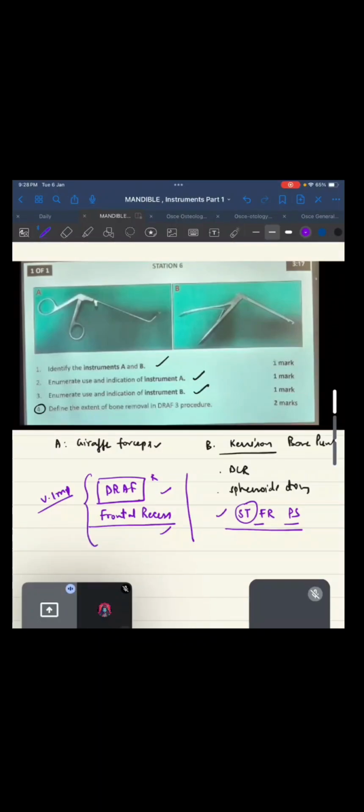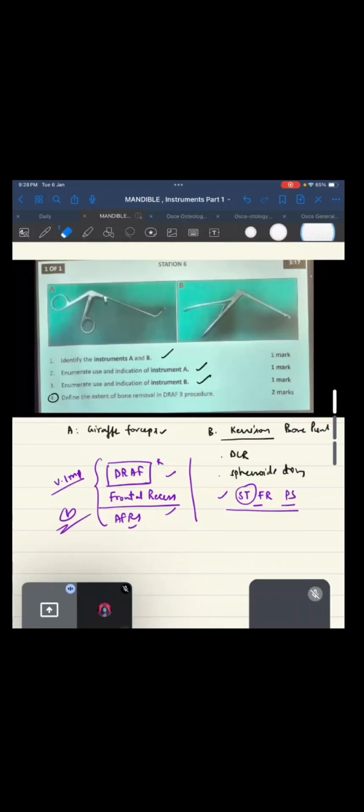Similarly, from here, Draf, frontal recess and AFRS. Mind my words, one question will definitely come from this somehow or the other. So please remember all the Draf things. So here they have asked, what have they asked? They have asked Draf 3.